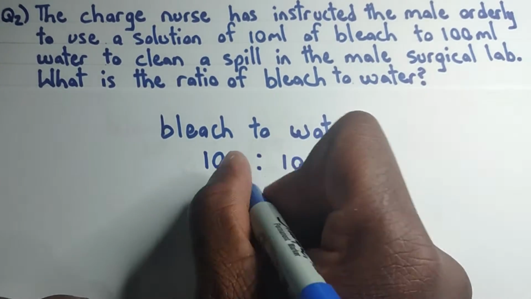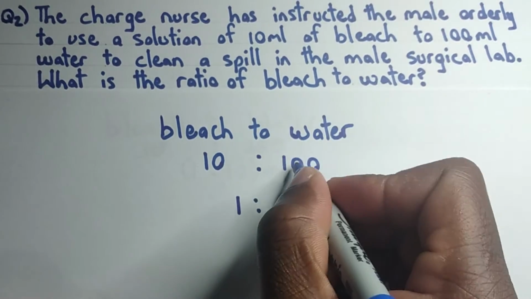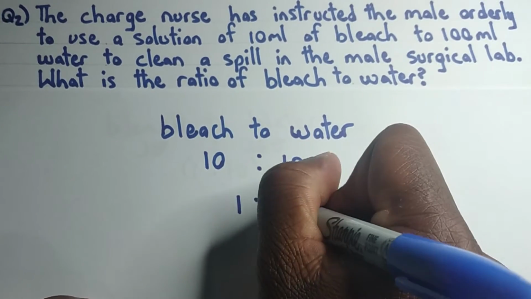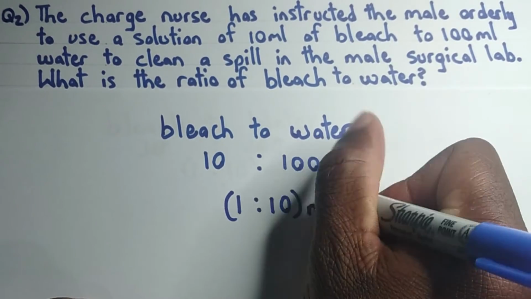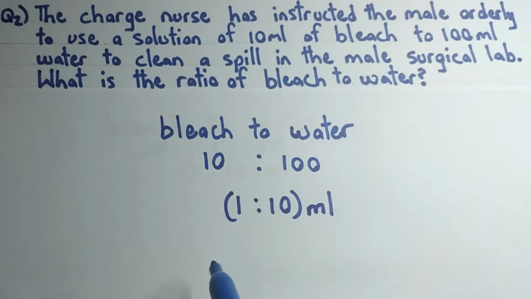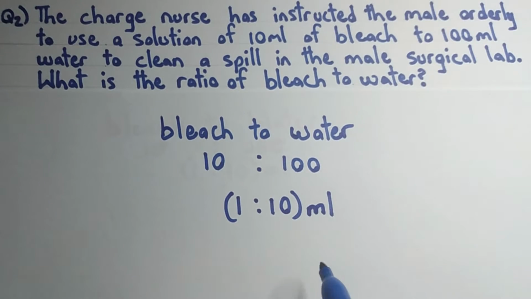So 10 goes into itself 1 time, 10 goes into 100 10 times, all right? And we can put that in brackets and add the unit out here, which is milliliters. So 1 to 10 milliliters, all right? And this is pretty much how we treat question 2.